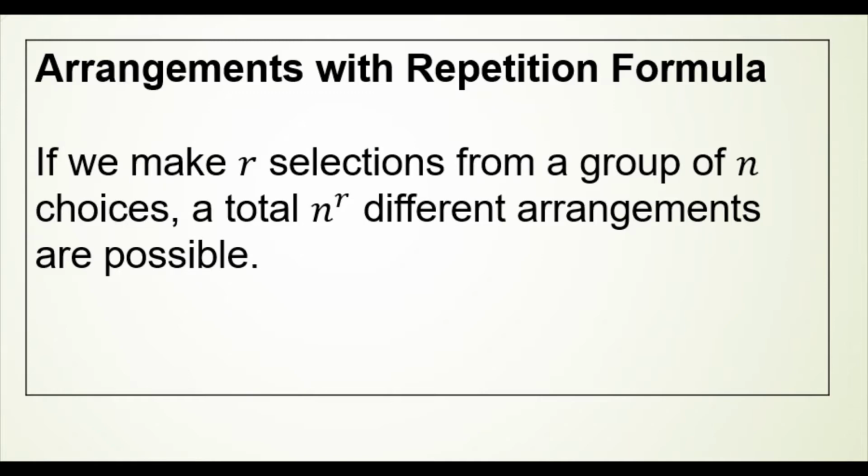So if we make R selections from a group of n choices, a total of n to the R different arrangements are possible. So in the case of our 6-digit PIN, it would be 10 to the 6th, which is 1 million different PINs possible if we have 6 digits, and it's possible to repeat the numbers.